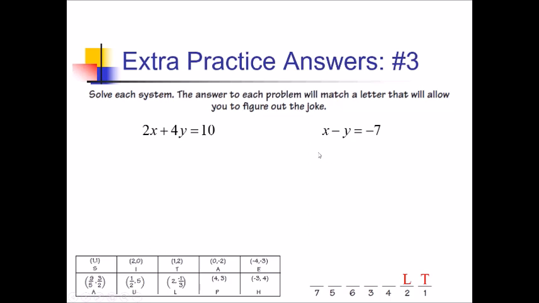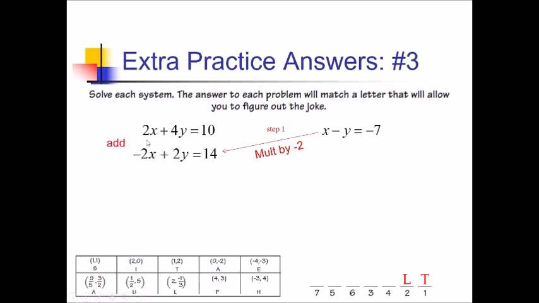But if I multiply this second equation by negative 2, that's going to give me a negative 2x over here that will cancel out the 2x in that first equation. And then I'll have to do the same thing for everything else in this equation. So negative y times negative 2 is positive 2y, and then negative 7 times negative 2 is 14.